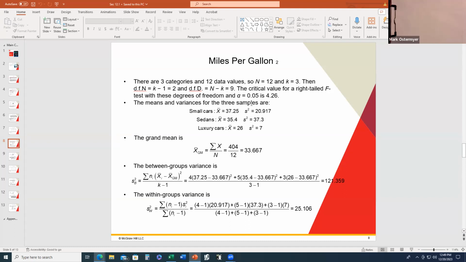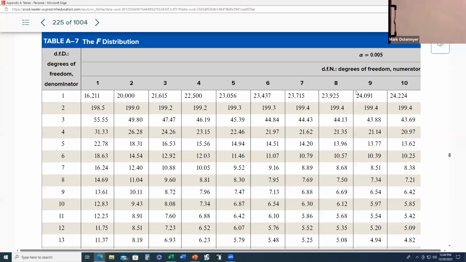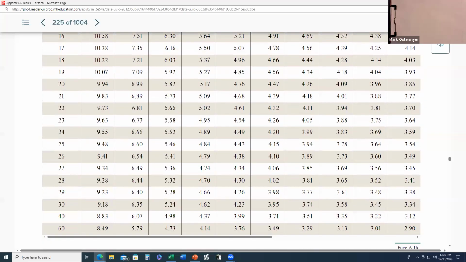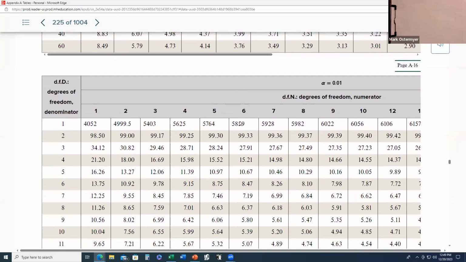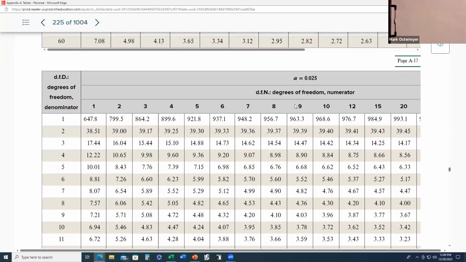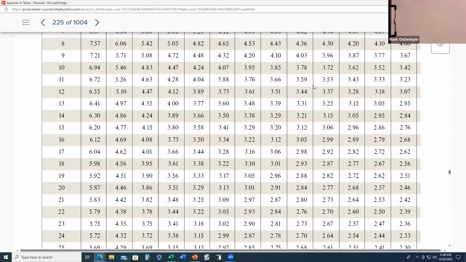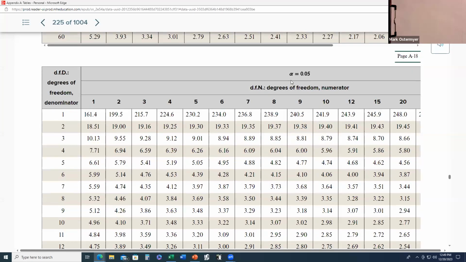And notice we're testing at 5% here. Notice this table is geared for a level of significance of 0.005. So this is the wrong table. And so we have to scroll on down to find the correct table. Here alpha is at 0.01. Here alpha is at 0.025. Finally, here alpha is at 0.05. This is the table we need to use.